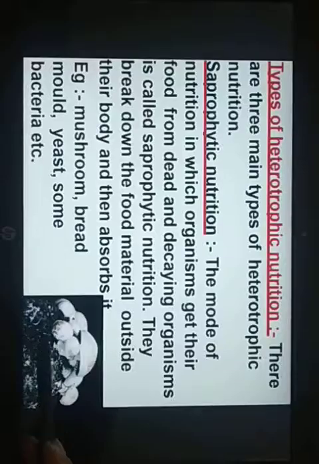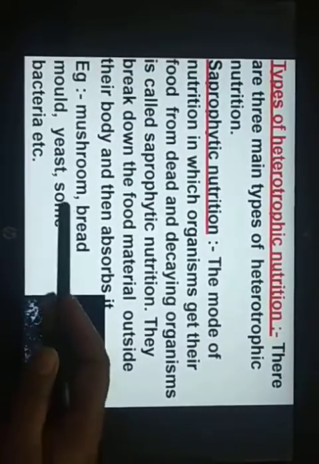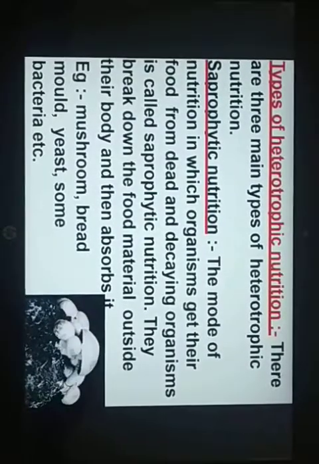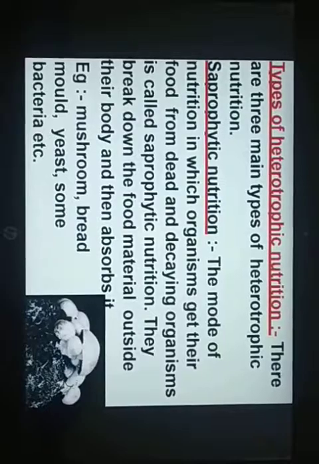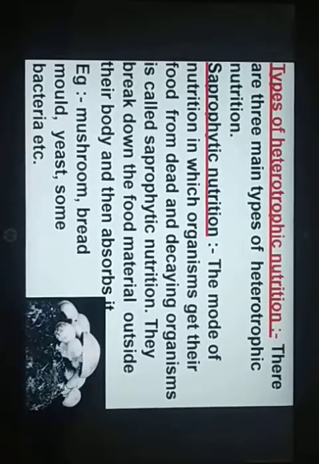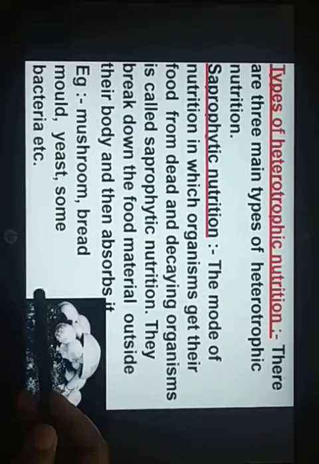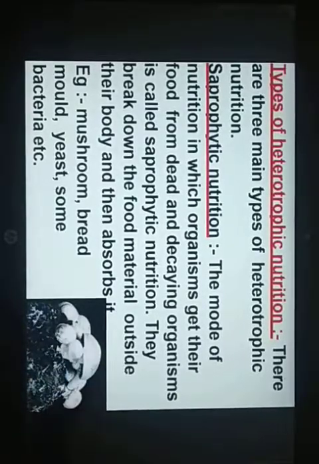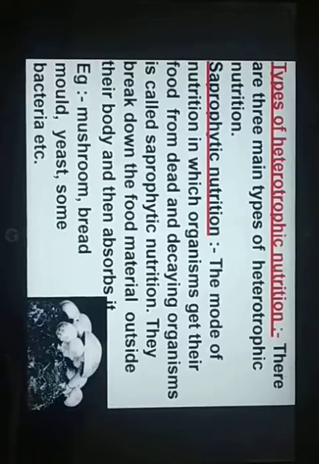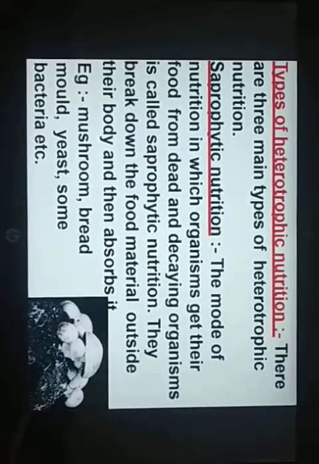When a leaf falls to the ground, certain bacteria and fungi start growing on the leaf. Those bacteria and fungi release certain digestive juices out of their body and they digest the leaf, they decompose the leaf, they absorb the digested material, right, and the rest is mixed in the soil.